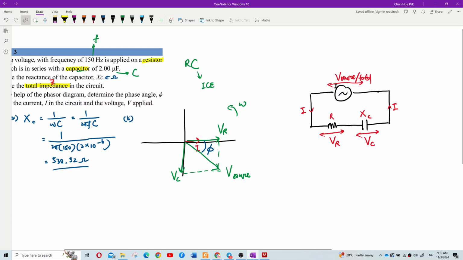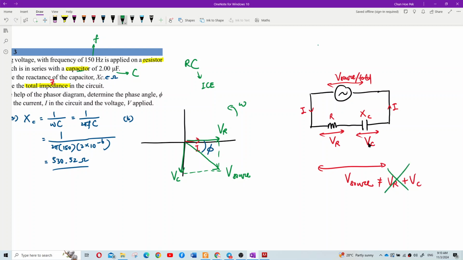Macam voltage pun ada total kan? We have VR, we have VC. So apakah total voltage? Total voltage ni ialah V source lah kan? Tapi nak cari V source, kita bukan tambah terus, bukan VR tambah VC. Salah. For AC circuit, you tak boleh tambah terus. You mesti guna Pythagoras theorem.